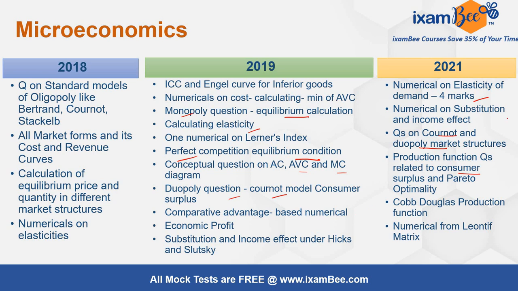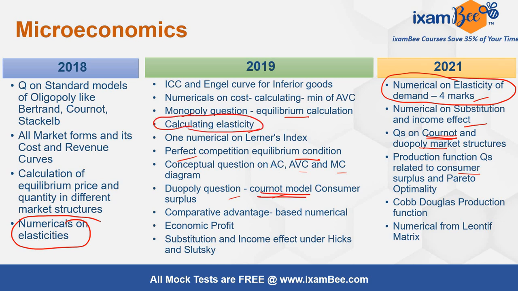So if I talk about the common parts, a numerical on elasticity of demand has been recurring in all these years. Even substitution effect, the Cournot model is also asked again and again. Here we can see the Cournot model. Here also it was asked. Production functions related questions, calculations and numericals related to it have also been a common feature. So these are some of the recurring topics and the different types of questions that have come in microeconomics.